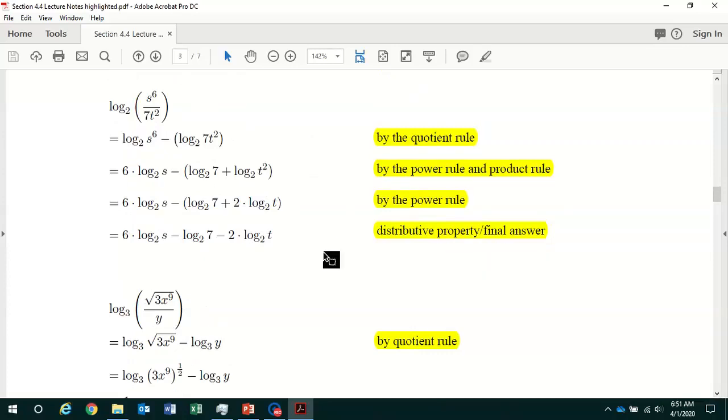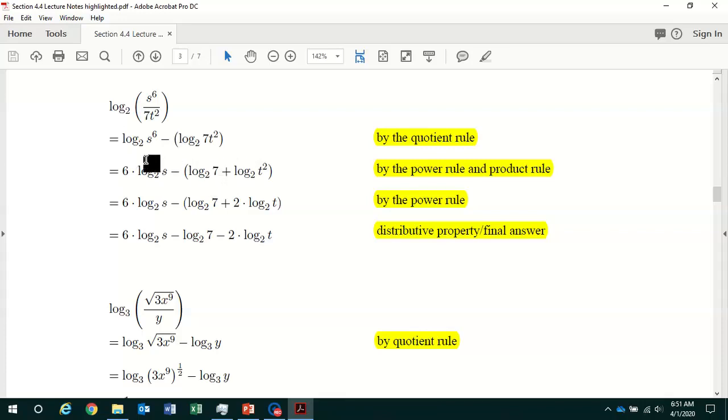Next, we have something a little bit more complicated. We've got to expand log base 2 of the quotient x to the 6th power divided by 7t squared. So the first thing we want to do is apply the quotient rule, split up that quotient. And so the quotient rule says this is equal to log base 2 of the numerator minus log base 2 of the denominator.